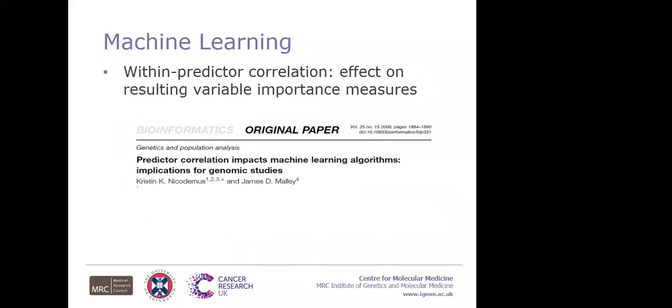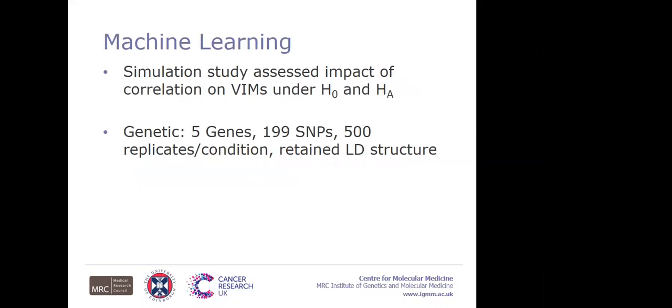So the other issue that we have in genomic data that may be a problem is we have linkage disequilibrium between SNPs. And so my question again is, is this going to be an issue for the use of this particular algorithm with genomic data? So I'm going to talk about one of the papers that I published on this back in 2009. What I'm doing is looking at within-predictor correlation and whether that has an effect on variable importance measures. So I conducted a simulation study that assessed the impact of correlation on variable importance measures under both the null and the alternative.